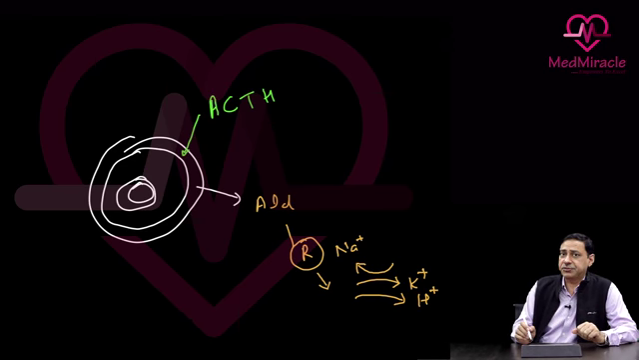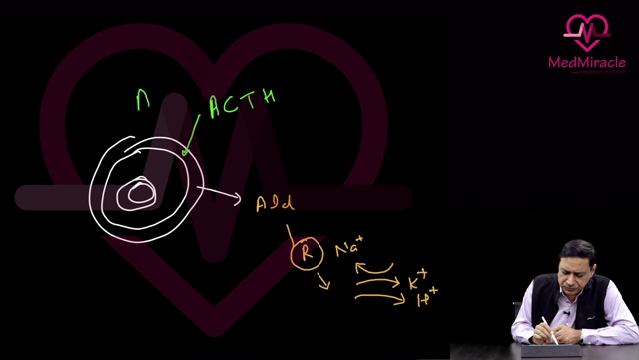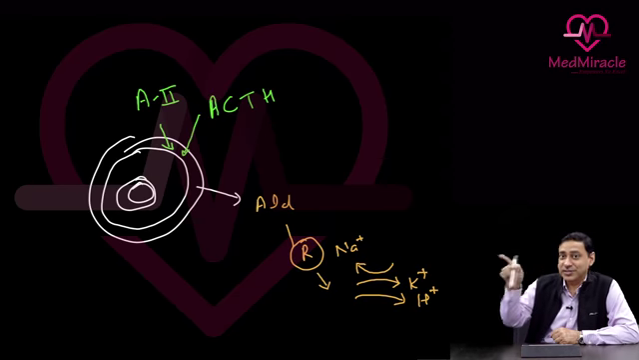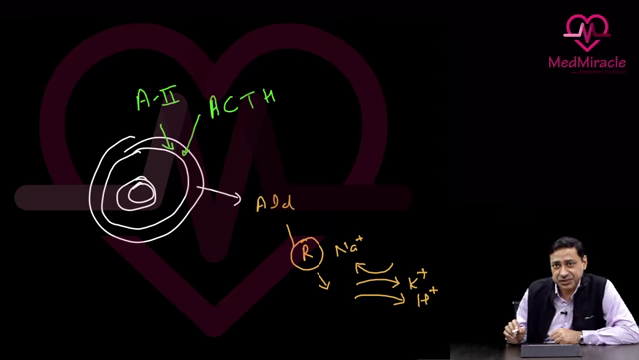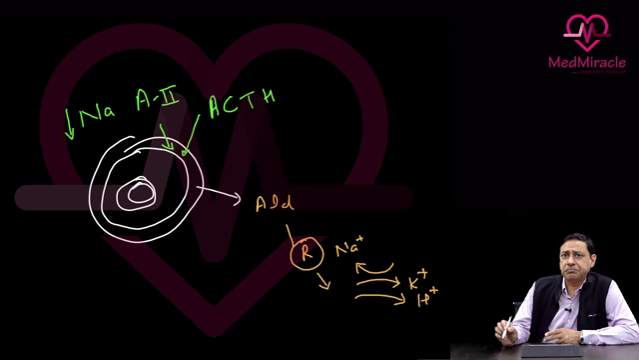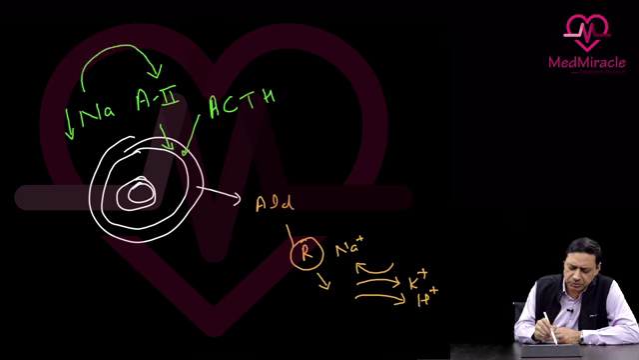Anything else which will lead to aldosterone release? Angiotensin 2. Angiotensin 2 is a powerful stimulator of aldosterone release, through the renin-angiotensin system. Another is low sodium: hypotension, low BP, low sodium. When BP is low and sodium is low, it will lead to the release of aldosterone through the renin-angiotensin system. It can do so directly also.